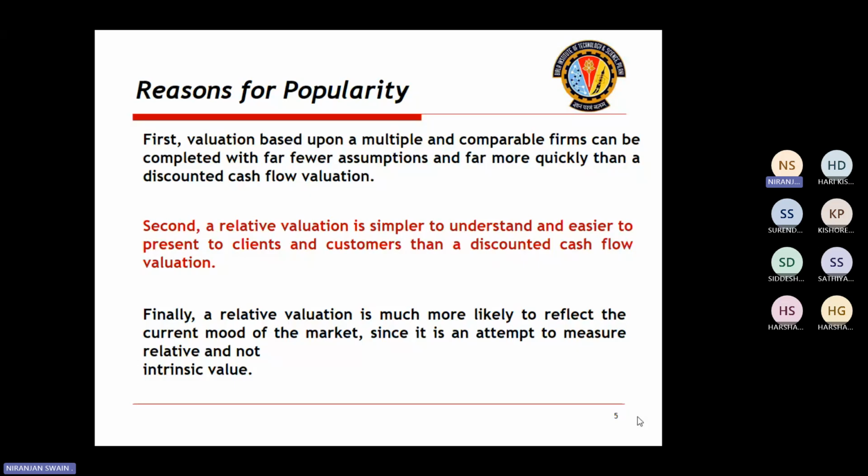Of course, DCF is used for strategic alliances. Mostly DCF is used for long-term investment purposes, by those who are really investors, not traders. Investors are those who like to buy it and hold it for 5 years, 10 years, long term. Any strategic alliances, mergers or acquisitions use the DCF method. But traders, short-term investors, use relative valuation. And finally, relative valuation is much more likely to reflect the current mood of the market, because the numerator is the price divided by fundamentals. What is the current mood of the market? How is the market responding to company fundamentals? Clear? Fine. It measures the relative and not the intrinsic value.